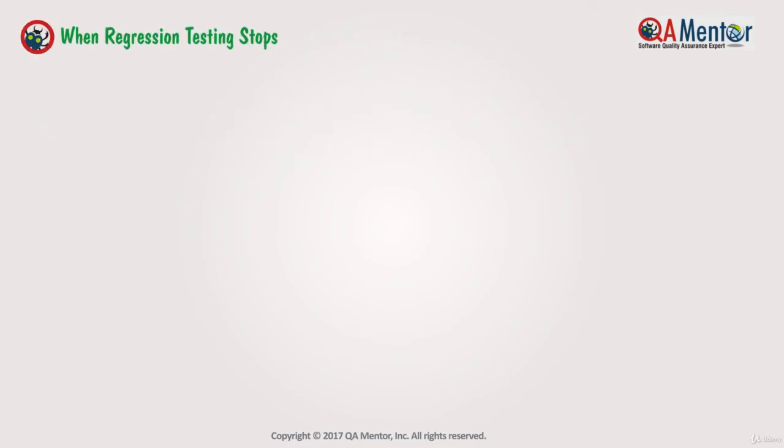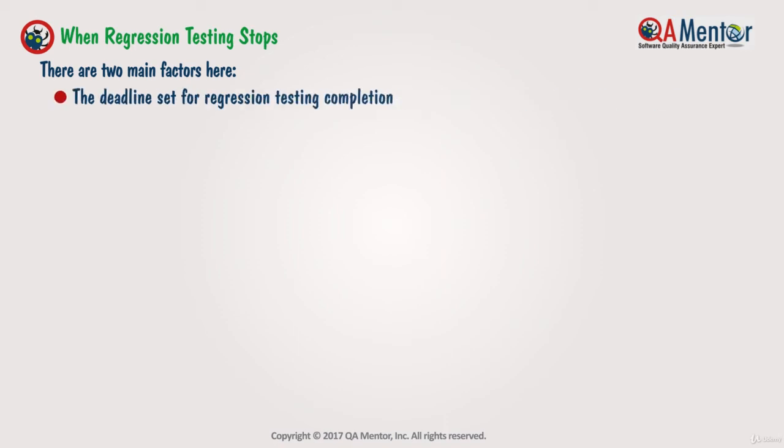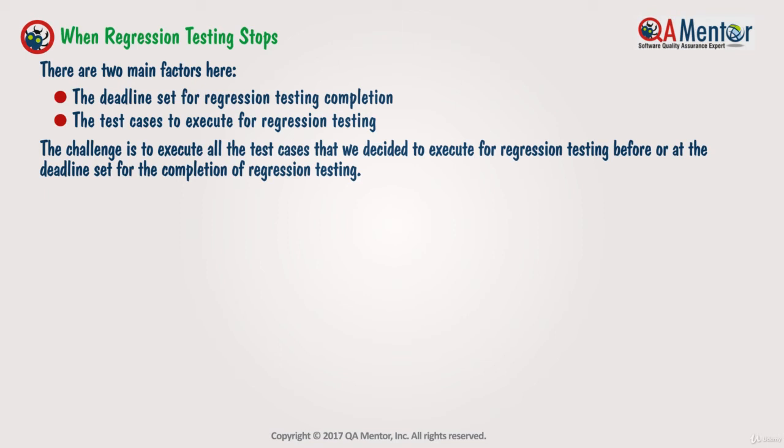When regression testing stops, there are 2 main factors here: the deadline set for regression testing completion, and the test cases to execute for regression testing. The challenge is to execute all the test cases that we decided to execute for regression testing before or at the deadline set for the completion of regression testing. In many cases, this involves overtime work.